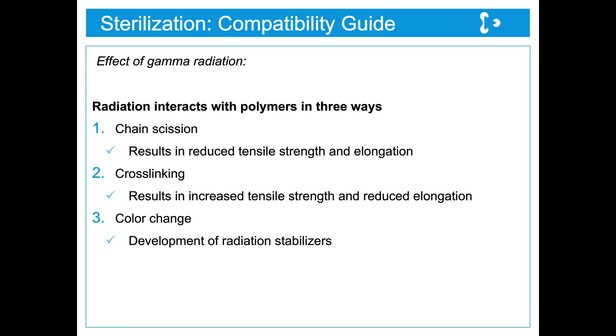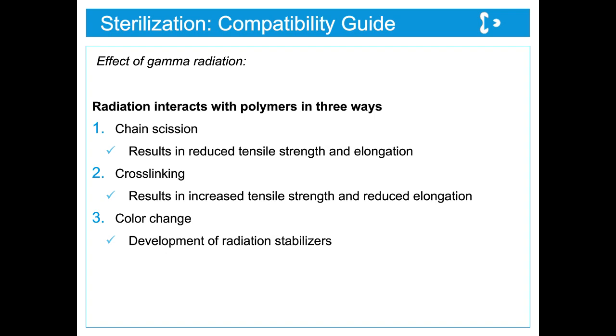When it comes to gamma irradiation, there are three ways in which it can affect specific polymers. The first is chain scission. That results in a reduced tensile strength, and it elongates the plastic, which means it makes the plastic looser and less durable, which is not good depending on one's application. Second is cross-linking, which results in increased tensile strength and reduced elongation, which means it makes the plastic more durable and more rigid. And again, that's not good for specific applications. Lastly, they can cause a color change.